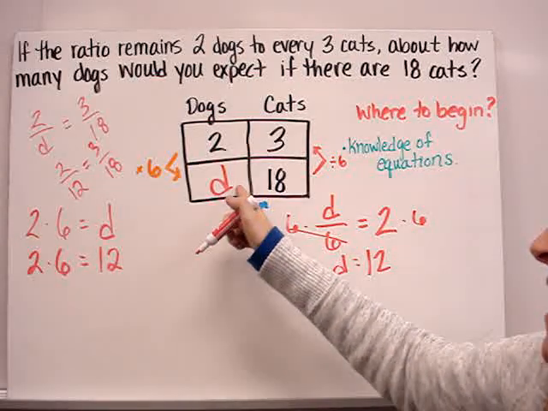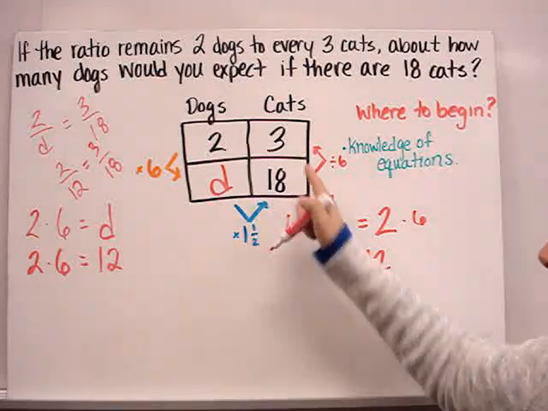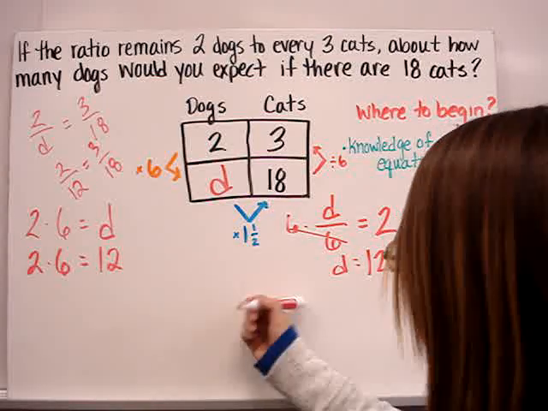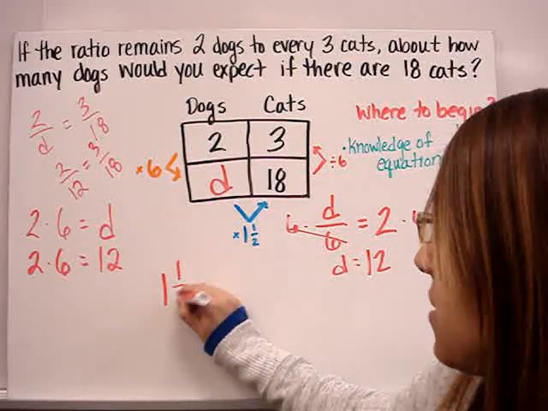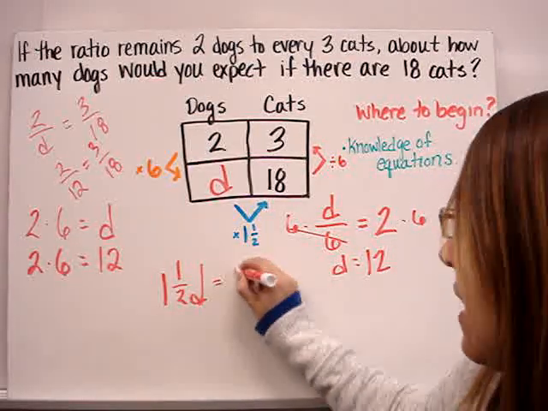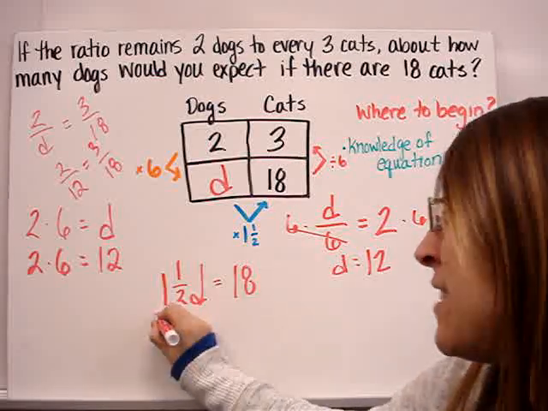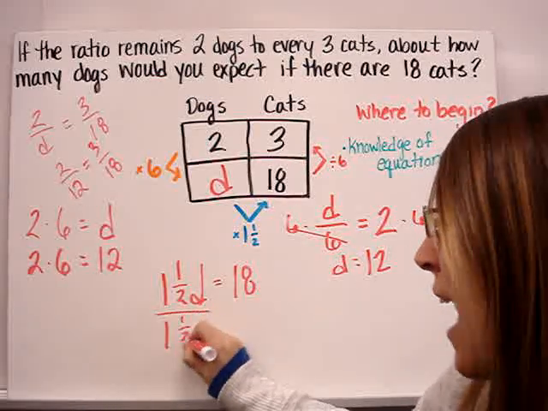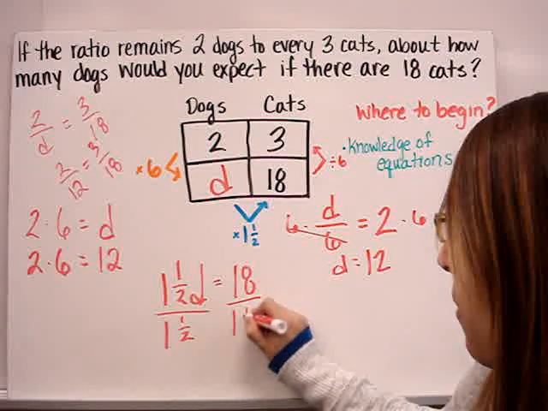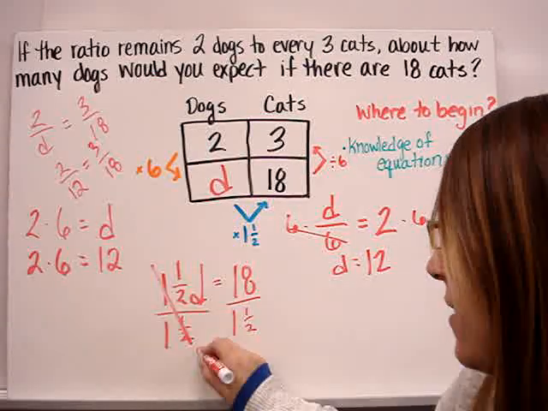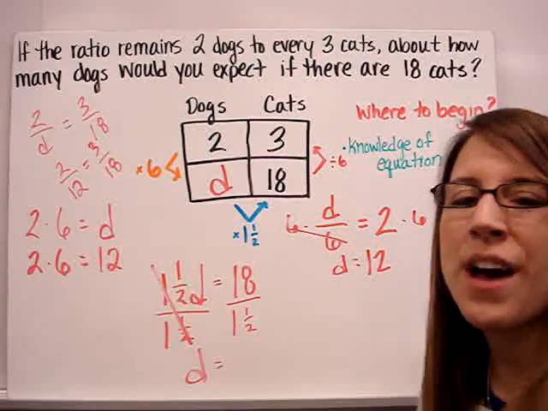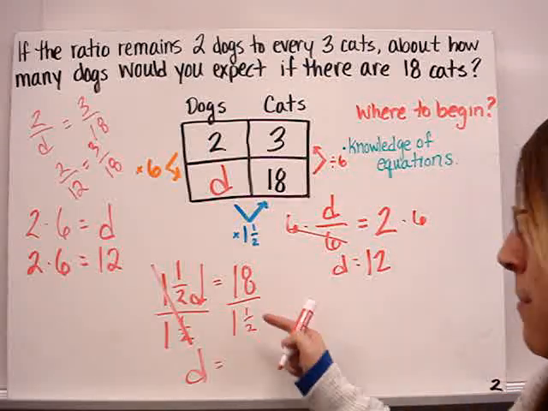Also, horizontally, 2 times 1 1/2 equals 3. So I could say D times 1 1/2 equals 18. Even then, that's still kind of interesting, but 1 1/2 D equals 18. So I would have to divide by 1 1/2, wouldn't I? Divide by 1 1/2. This gives me 1D equals 18 divided by 1 1/2. Well, that's 18 divided by 3/2.